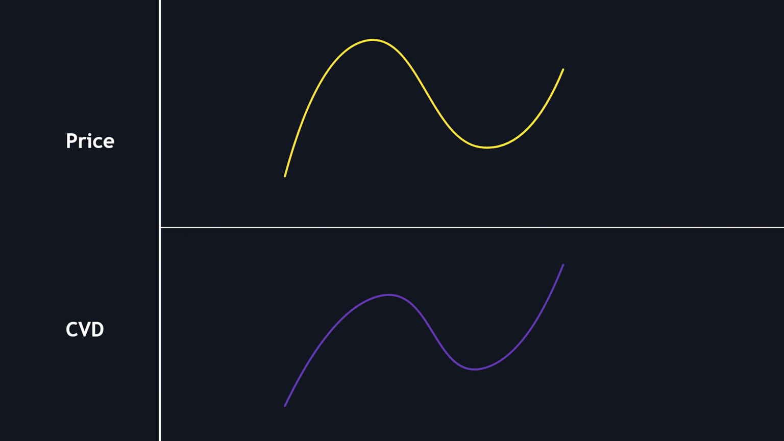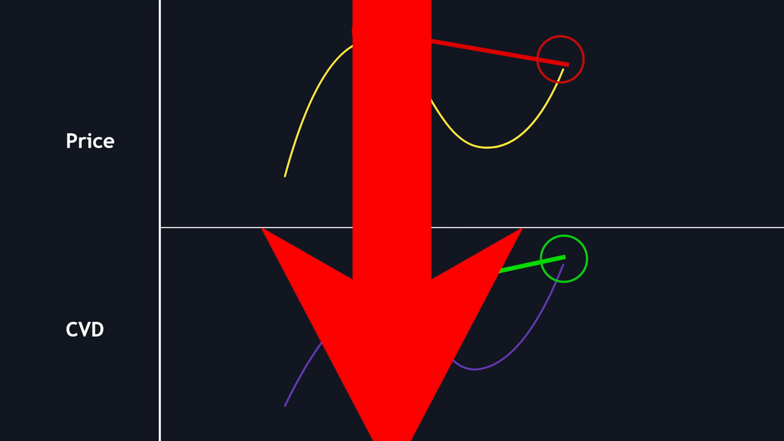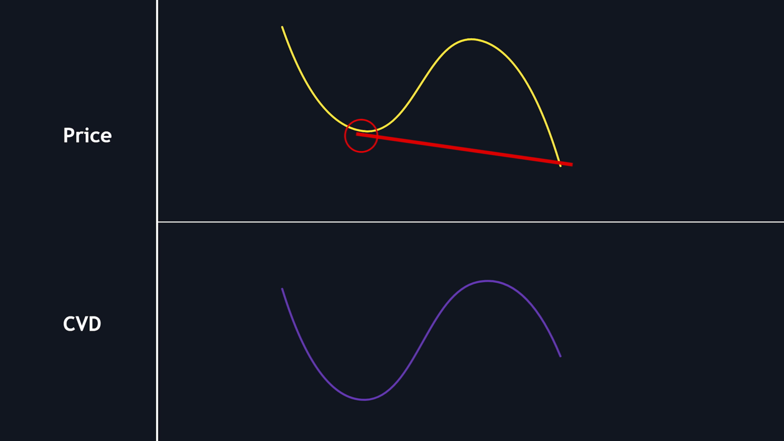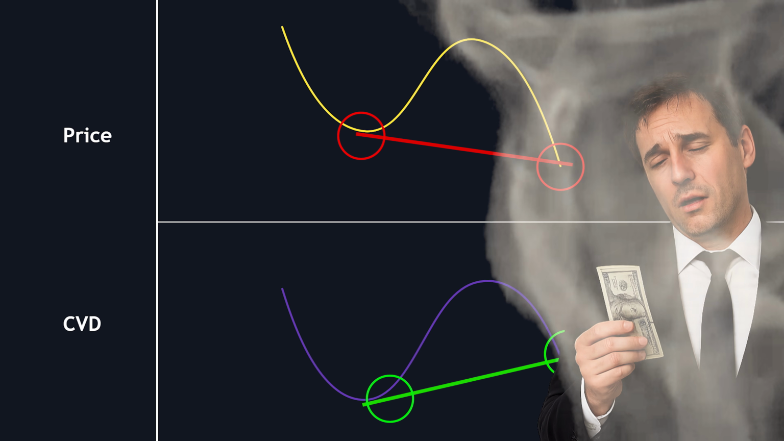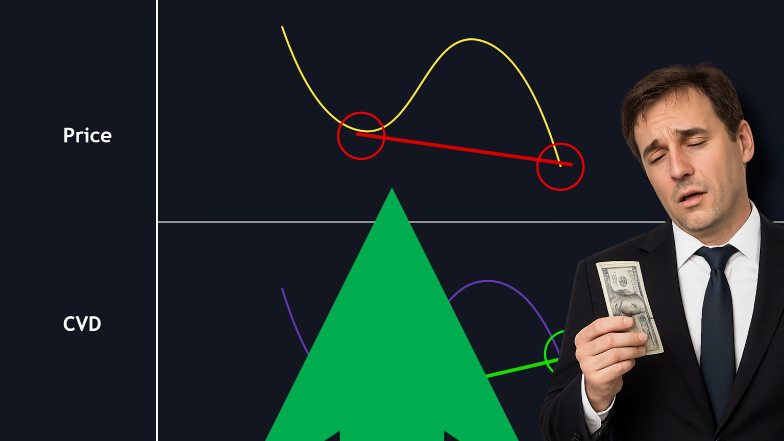The same is true if we get a scenario like this. If price is making lower highs and the CVD is making higher highs, this means buyers are trying to go up, but sellers are absorbing them, which means price is also likely to head lower. The opposite of this is also true. If price is making lower lows, but the CVD is making higher lows, that means the sellers are losing steam and price is likely to head upward.